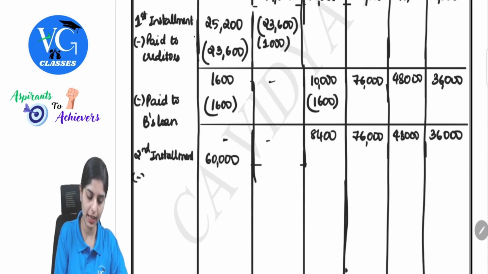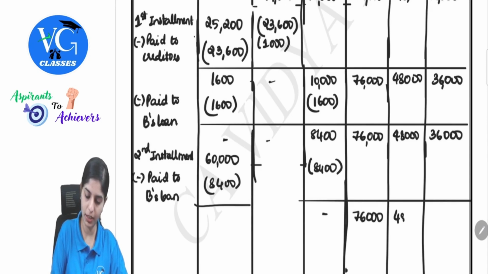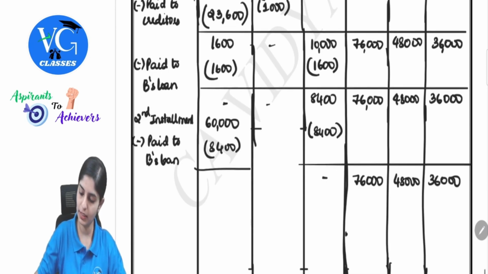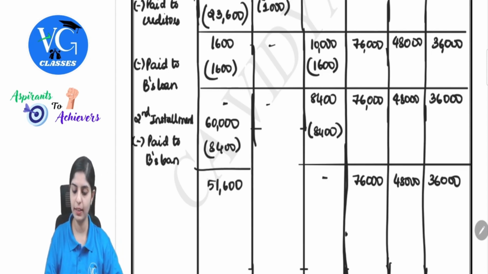Now in this first, I will settle B's loan, which is 8,400. So this will become nil. 76,000, 48,000, and then 36,000. So 60,000 minus 8,400 is 51,600. Now this 51,600 has to be apportioned to partners' capital.